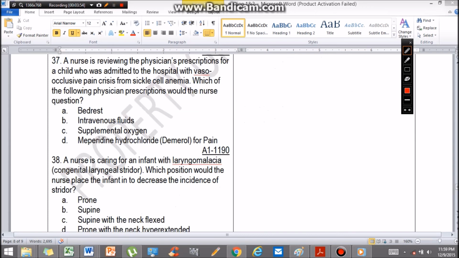Next, a nurse is reviewing a physician's prescription for a child who was admitted to the hospital with vaso-occlusive pain from sickle cell anemia. Which of the following prescriptions would you question? Answer, D. Obviously, remember that this is contraindicated to children. Why? Because this drug can cause episodes of seizure. This is the answer. Next.